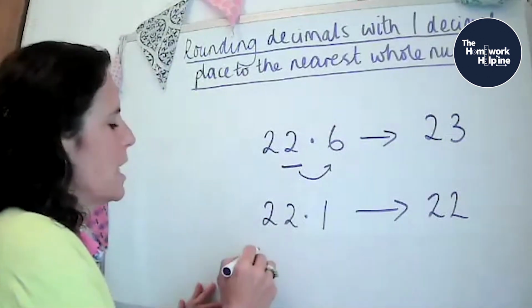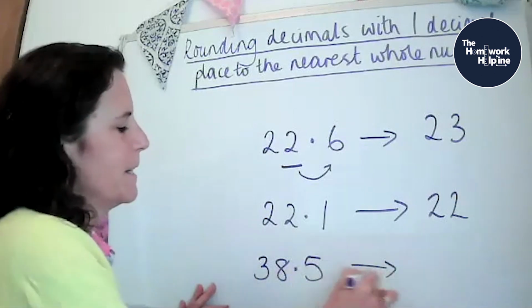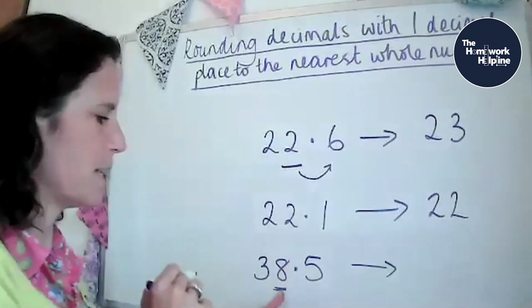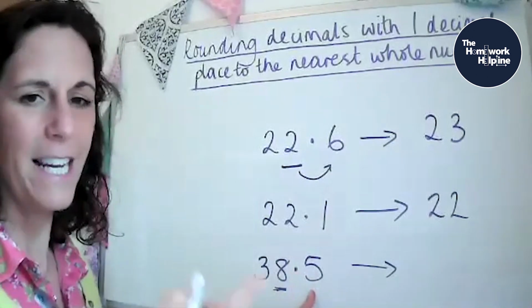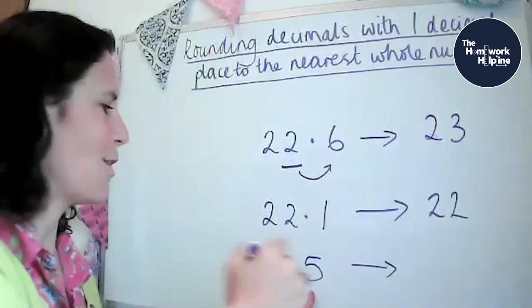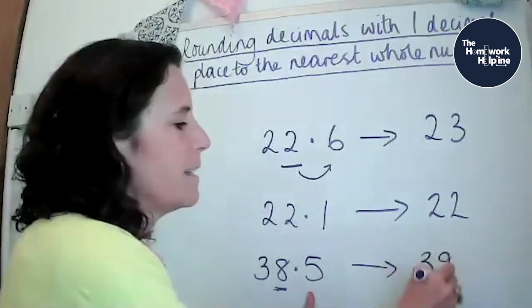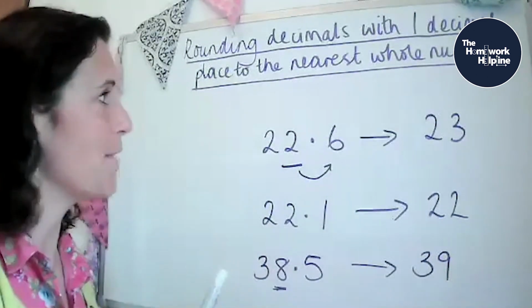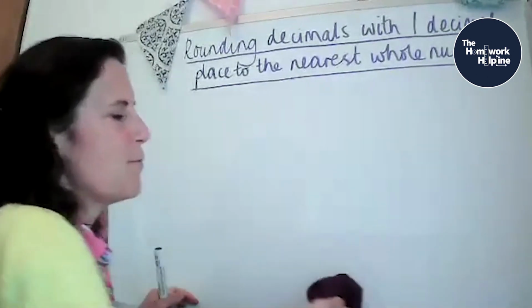What about 38.5? Now we've got 38, so we're looking at the whole numbers. The units column is the last whole number. The 5 is the magic 5, isn't it? It tells us to go up because it's 5 and above you go high 5. So that goes from 38 up to 39. That is a whole number without any decimals and without any fractions. Okay, now I'll just do a couple more examples of those.